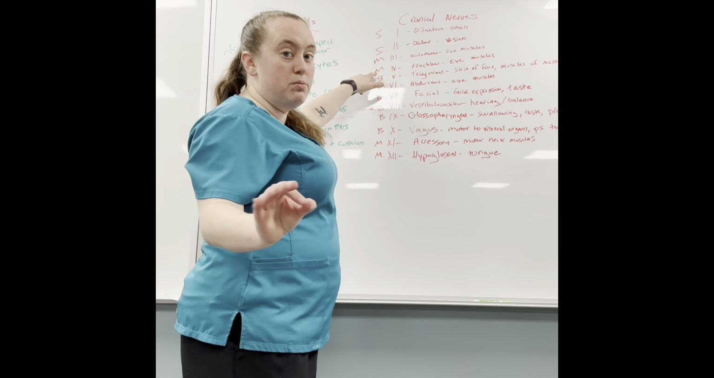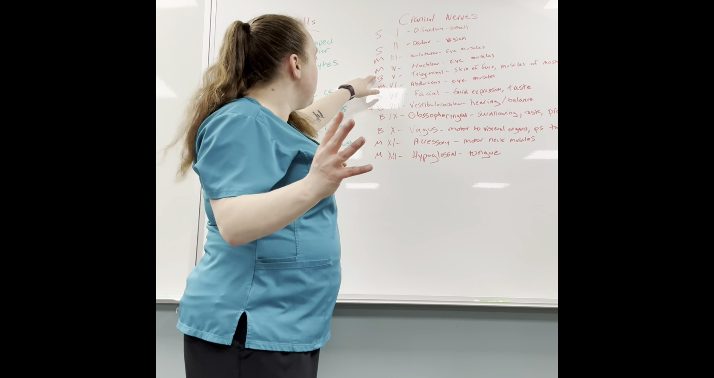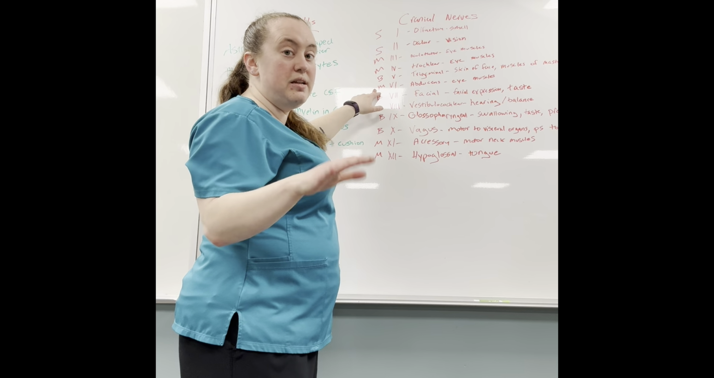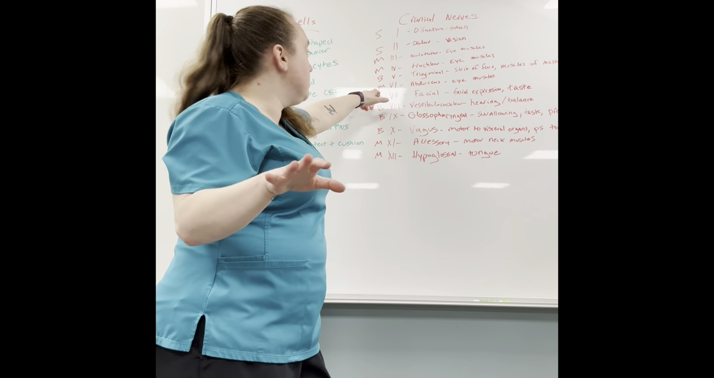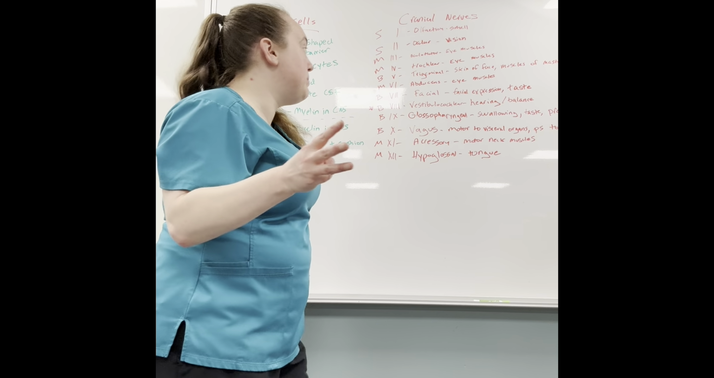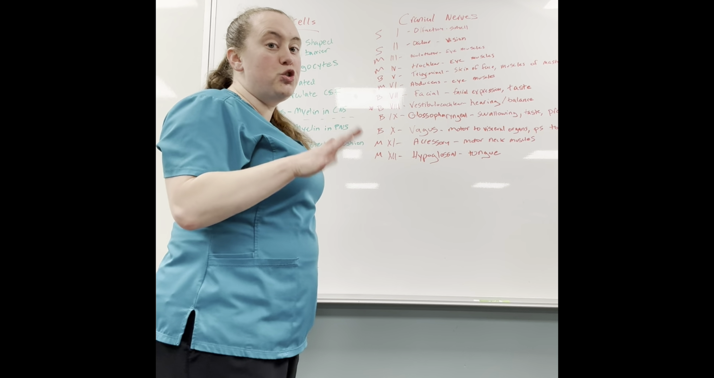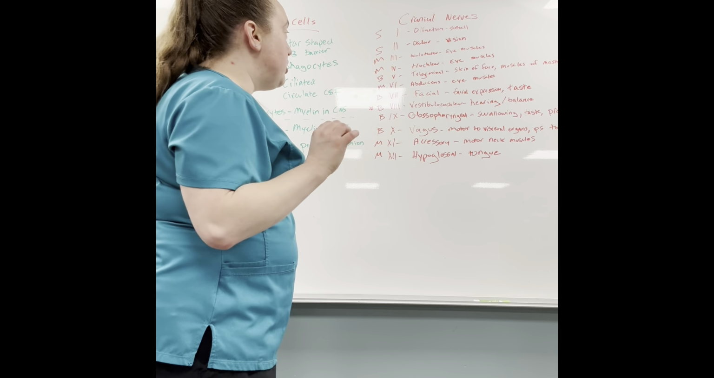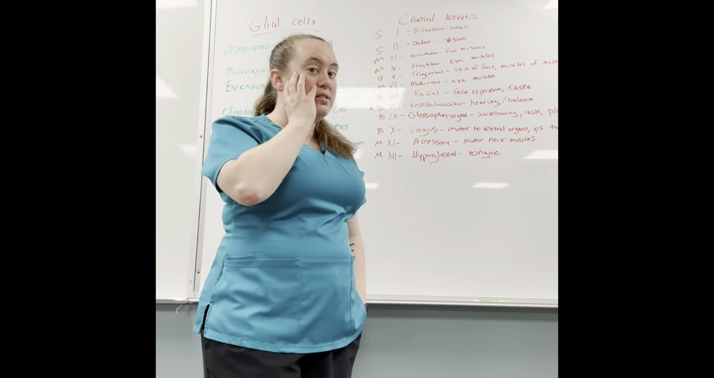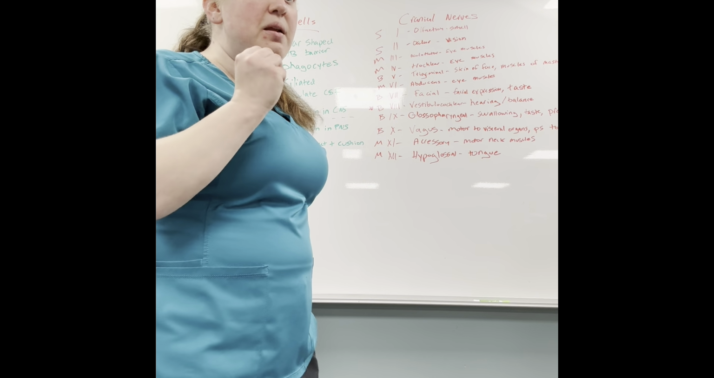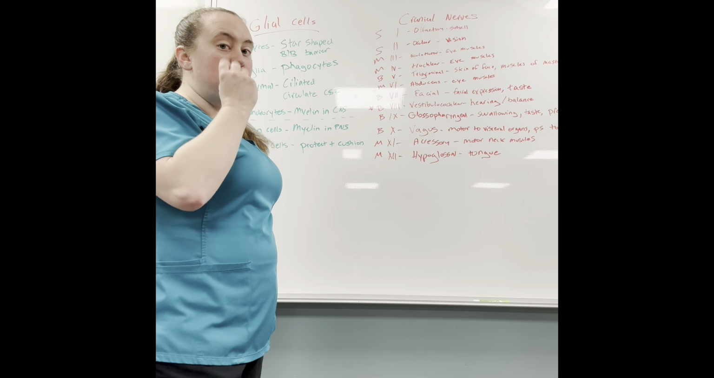Trochlear is also motor for the eyes, that's 4. And then 6 is abducens, and it is also eye muscles. Okay, so there's 3 that are for eye muscles. The one we skipped in between, 5, is trigeminal. And trigeminal is for the skin of the face, sensory for the skin of the face, and then muscles of mastication. That means muscles for chewing.